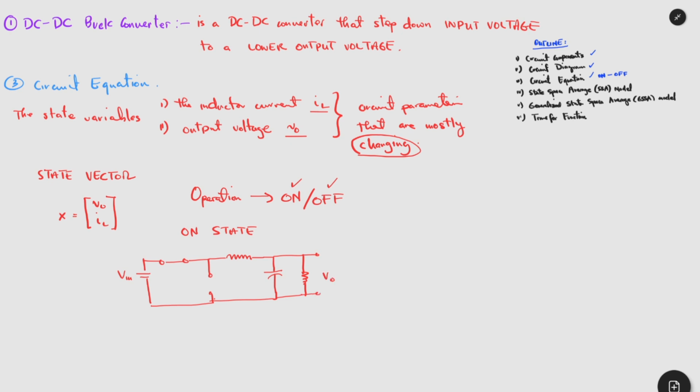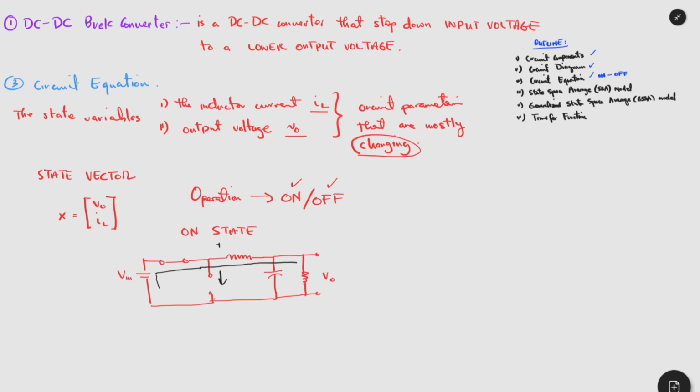So when this is in the on state, that means the switch is closed. We will have the current flowing in this direction to the output. And when it conducts in that mode, the diode will be reverse biased, that means current cannot flow in this direction. So this becomes an open circuit.